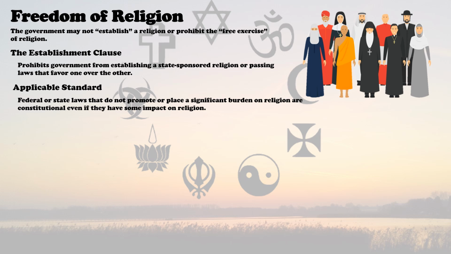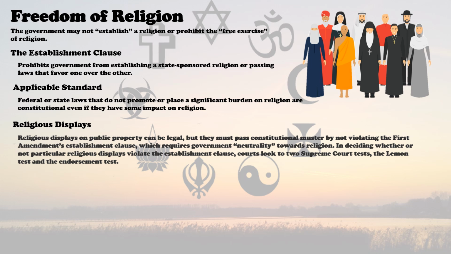Now, what's the applicable standard? Federal and state laws that do not promote or place a significant burden on religion are constitutional, even if they have some impact on the religion. An example of this would be religious schools, in order to qualify for federal funds, must, in addition to their religious curriculum, teach a secular curriculum. If they choose not to teach the secular curriculum, they're not entitled to the funds, right? That does not place a significant burden on these schools because the purpose of the schools is education.